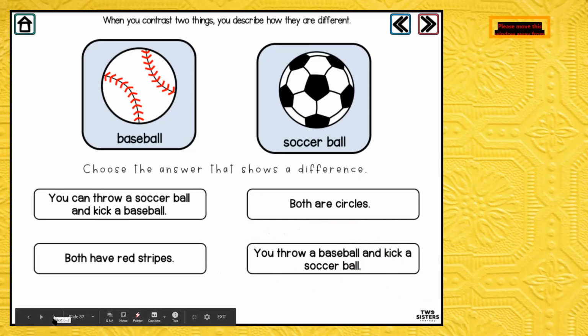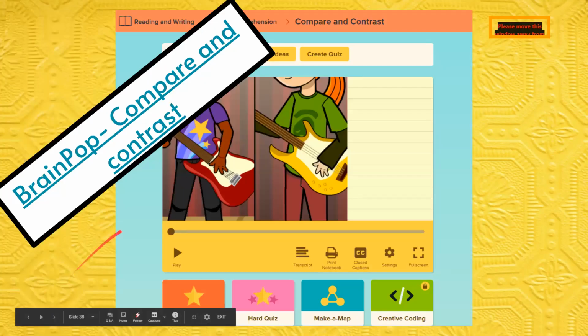Awesome. Good job, scholars. Give yourselves 2 claps on the count of 2. 1, 2, 1, 2. Awesome. All right. We're going to listen to our BrainPOP video over comparing and contrasting.